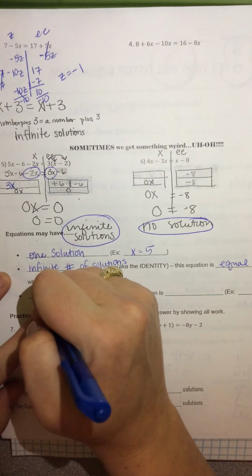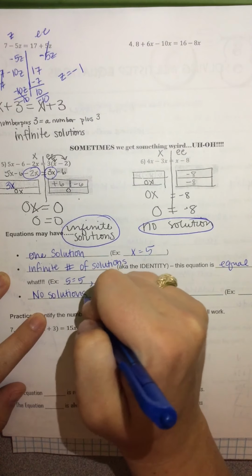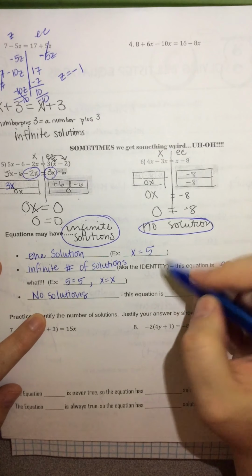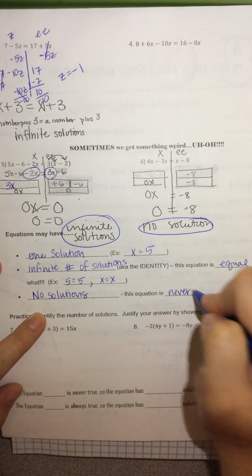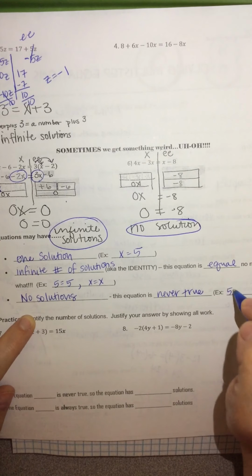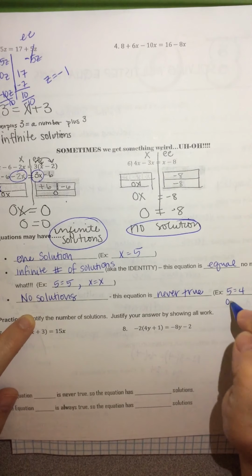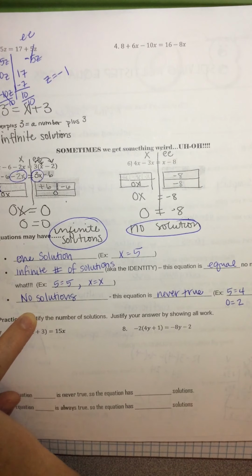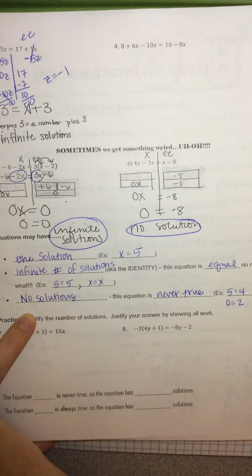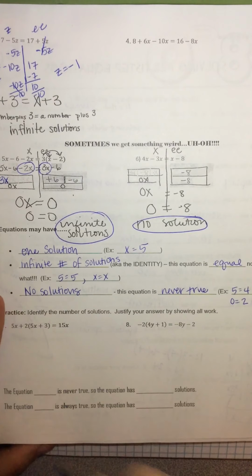Then we have no solutions. That means it's never going to be true. If you solve it out and it ends up being 5 equals 4, well, that's not true. Or 0 equals 2, that's not true. All of those things are when you're going to have a no solution. So we're going to look down here for the practice, and that'll be on the next video.